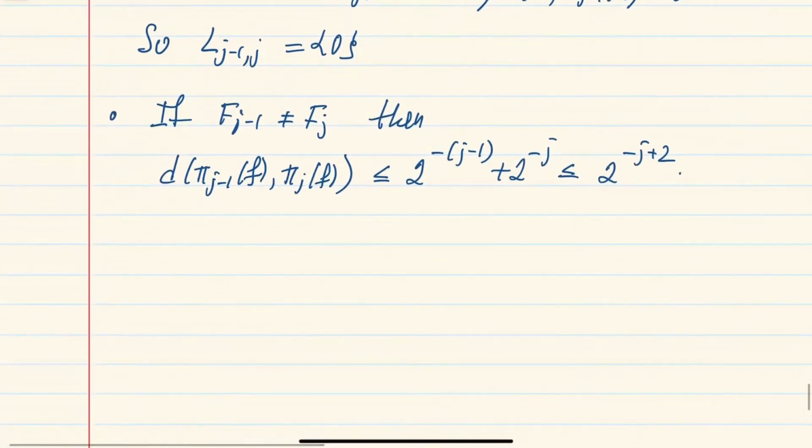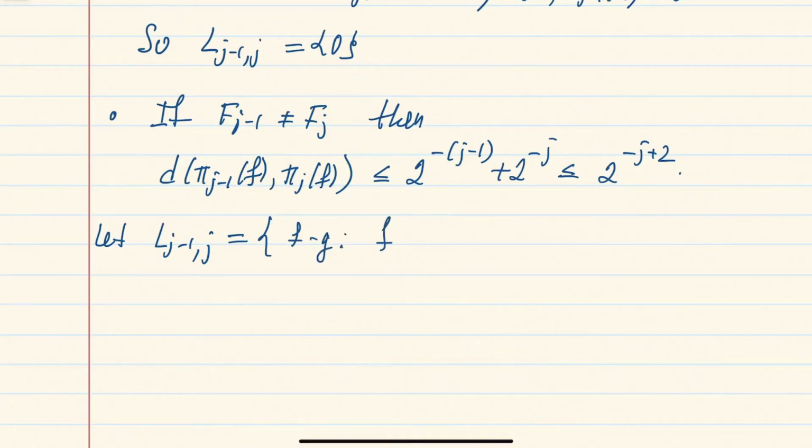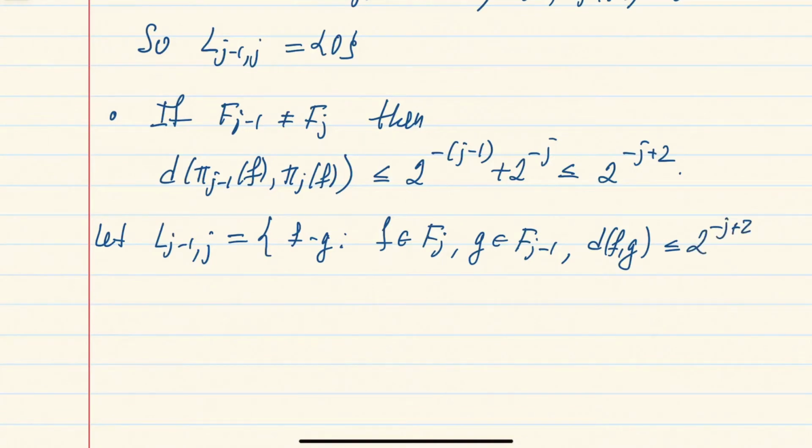So in particular, we can now define the set of links between approximation j-1 and j to be all increments of the form f minus g, where f comes from F_j, g comes from F_{j-1}, and we know that the distance between them must be bounded by this quantity here as above.